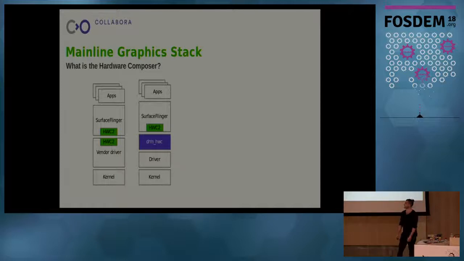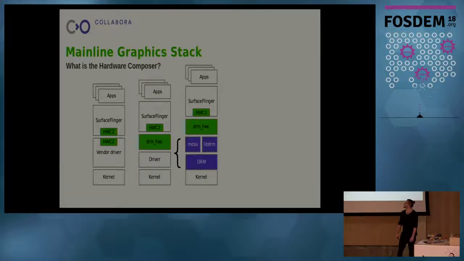And it does that using DRM Hardware Composer. But there's also more to it. We need more parts. The driver does have a few moving parts in it. And the biggest parts are Mesa. Mesa implements OpenGL and APIs like that. And there's also DRM, that's the kernel DRM subsystem. So that's where your kernel drivers live for your graphics card.